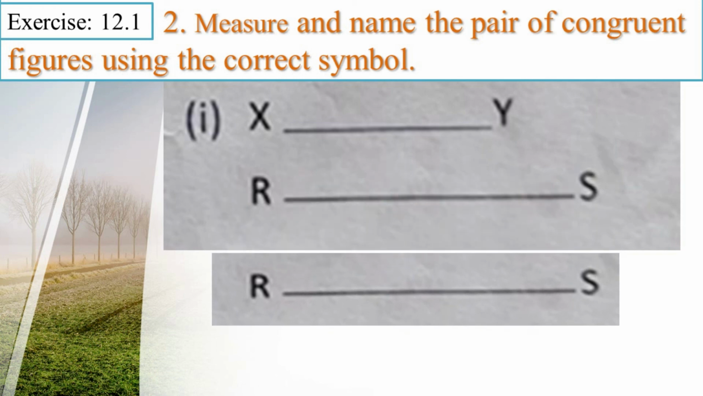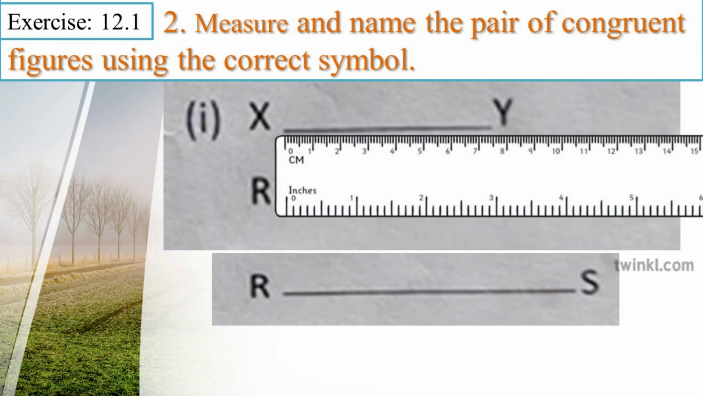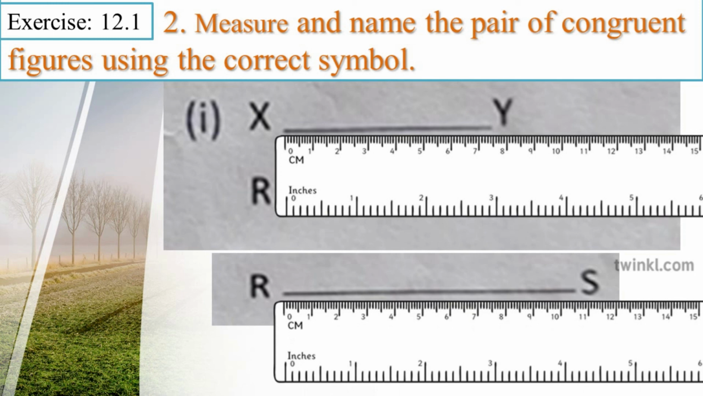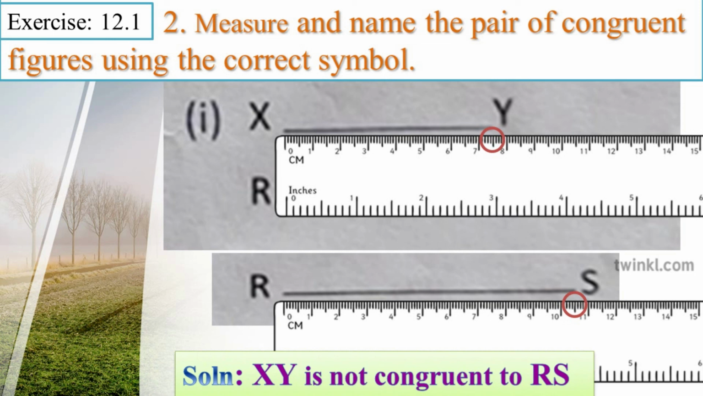Now, let us take XY and RS as two line segments, and measure the length using a ruler or scale. We have measured that XY is 7.5, and let us measure the line segment RS, which is 10.5, but XY is 7.5. So the length differs. Therefore, XY is not congruent to RS.